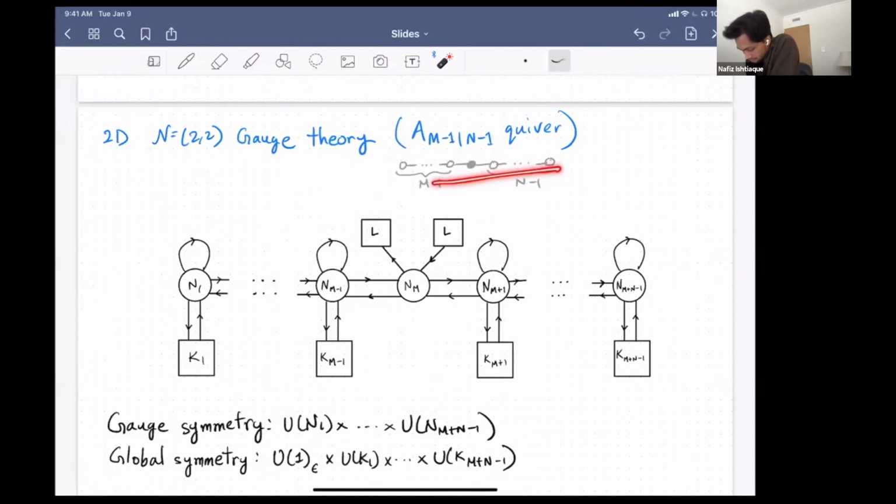Starting from such a Dynkin diagram, we can construct a (2,2) gauge theory, which is defined in the most concise way by a quiver diagram, such as this one. Let me make a few comments about what various parts of this diagram are. The circular nodes represent a gauge group. So the circle with N1 is a U(N1) gauge group. It has a bunch of circular nodes, meaning that the gauge symmetry is a product of all these individual gauge groups. The square nodes correspond to some flavor groups.